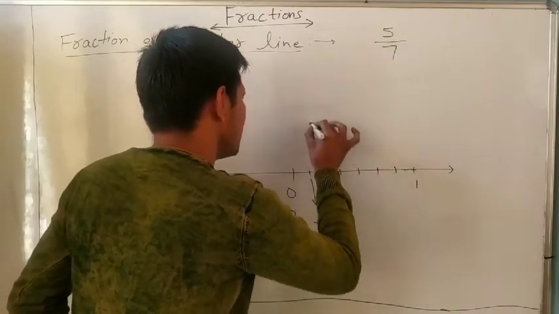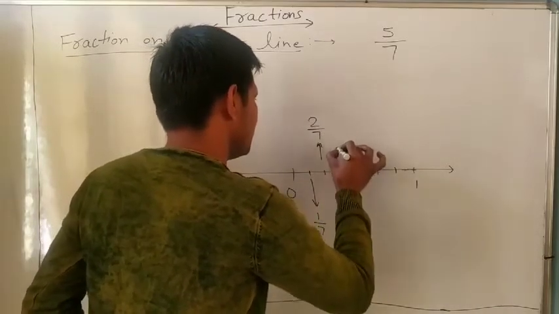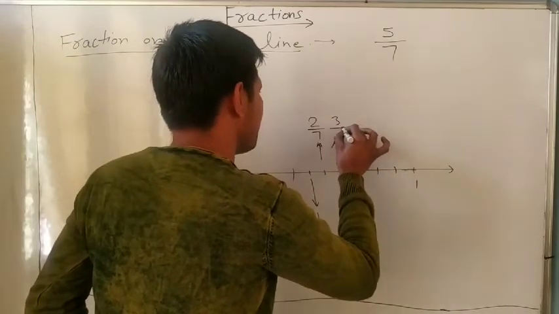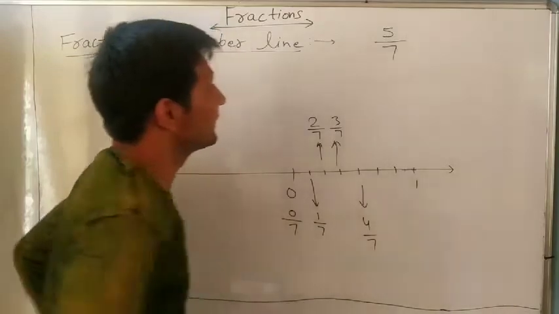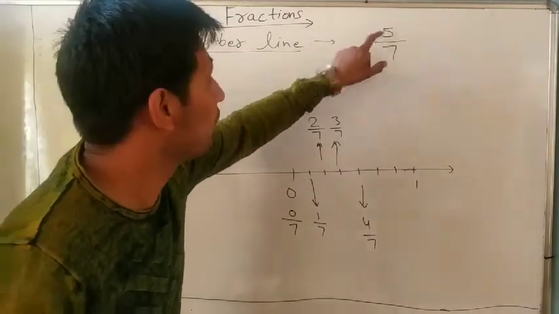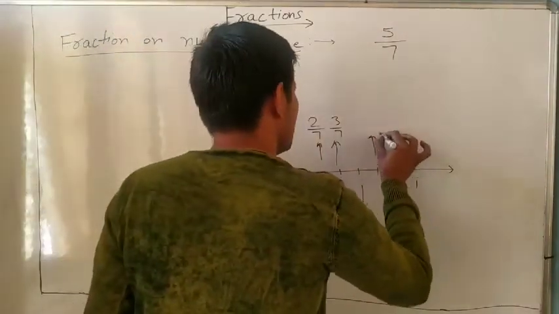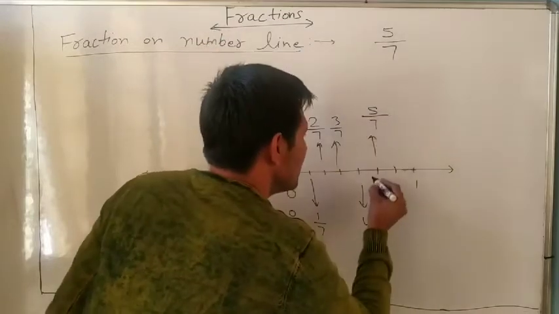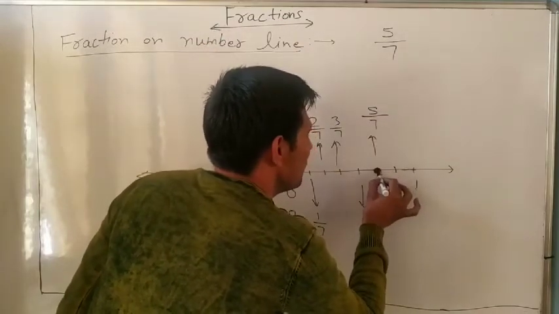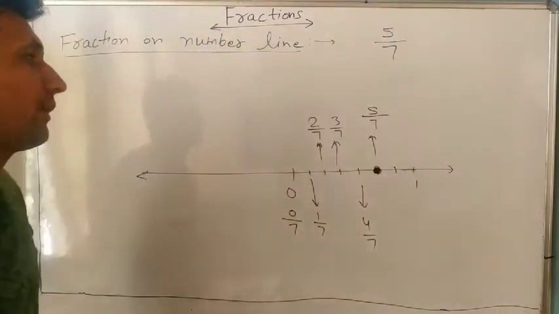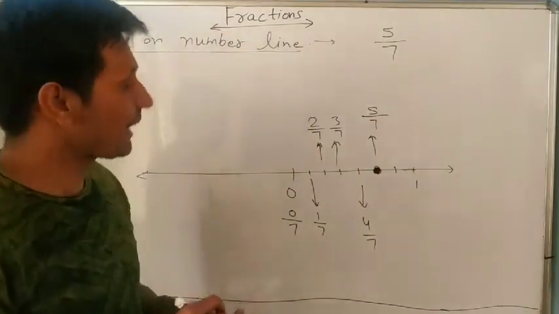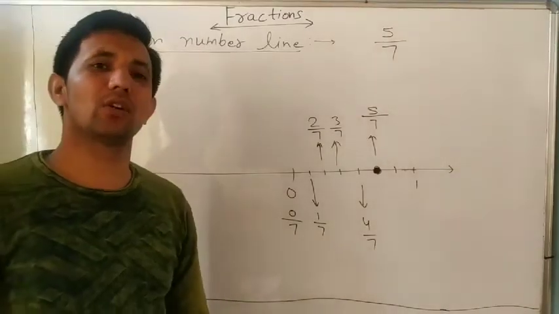Next is 2 upon 7. It is 3 upon 7. It is 4 upon 7. But we have to find 5 upon 7. So it is 5 upon 7. We will darken it, okay, like this by pencil. It is 5 by 7. Understand? So like this, we can represent a fraction on the number line.